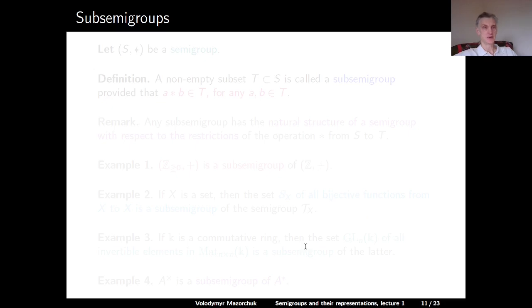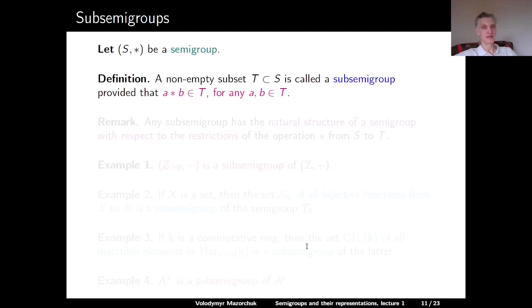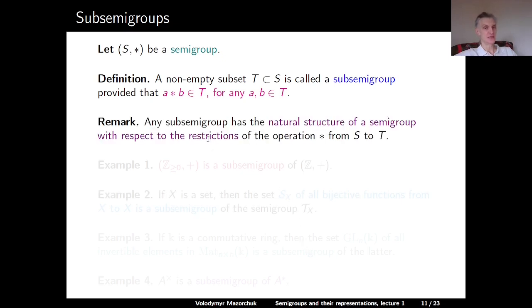Now we can discuss the notion of a subsemigroup. Let S be a semigroup. Definition: a non-empty subset T of S is called a subsemigroup, provided that the product of two elements in T belongs to T. Remark, any subsemigroup has the natural structure of a semigroup with respect to the restriction of the operation from the bigger semigroup S to this subset T.